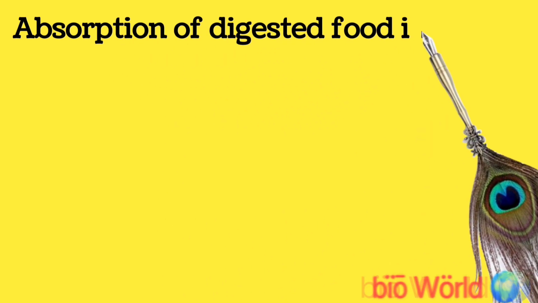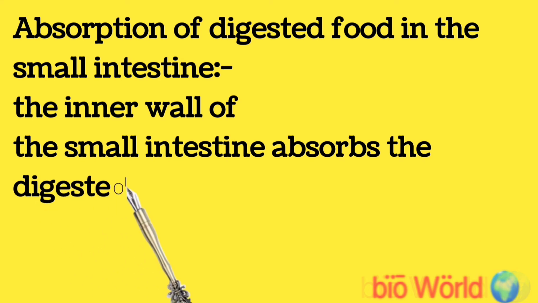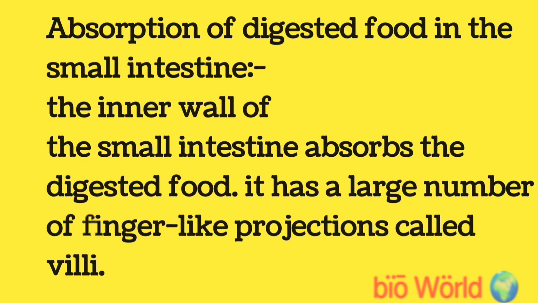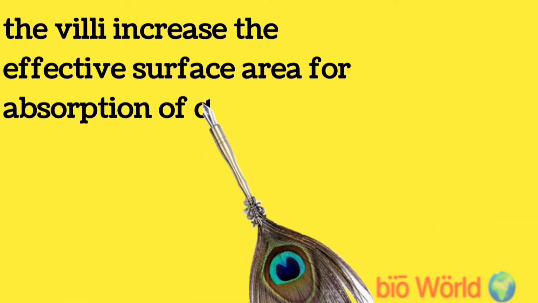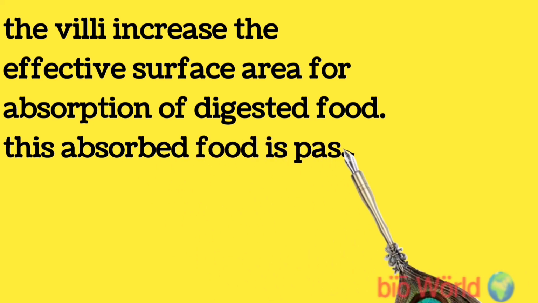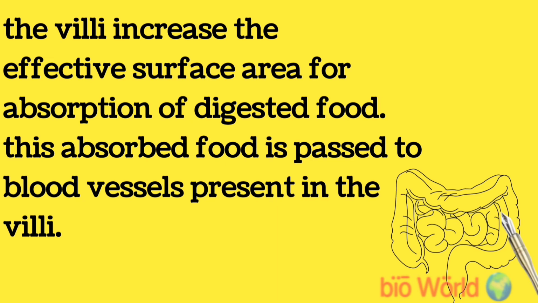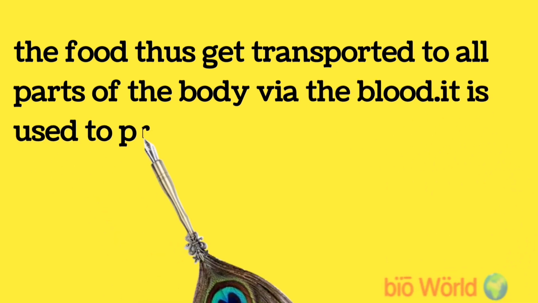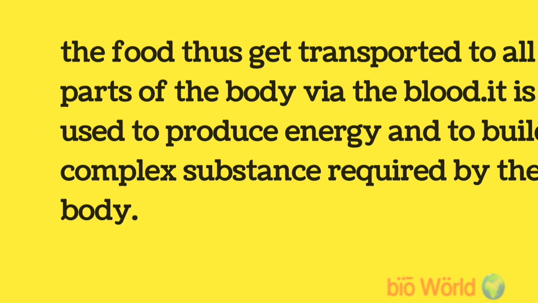Absorption of digested food in the small intestine. The inner wall of the small intestine absorbs the digested food. It has a large number of finger-like projections called villi. The villi increase the effective surface area for absorption of digested food. This absorbed food is passed to blood vessels present in the villi. The food thus gets transported to all parts of the body via the blood. It is used to produce energy and to build complex substances required by the body.